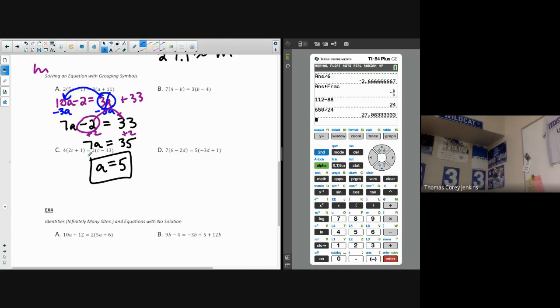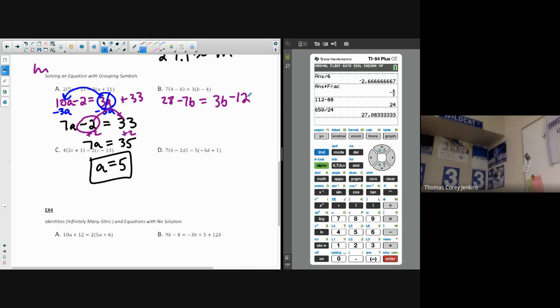Okay, maybe do one more of these. Let's just do B. Yeah, do B. It's got some negative stuff in there. All right, so start out by distributing. 7 times 4, 28. 7 times negative 1b or minus 1b is minus 7b. 3 times b is 3b. 3 times minus 4 is minus 12. Hopefully I didn't write all over everything. It's kind of hard when it's invisible. All right, so that works.